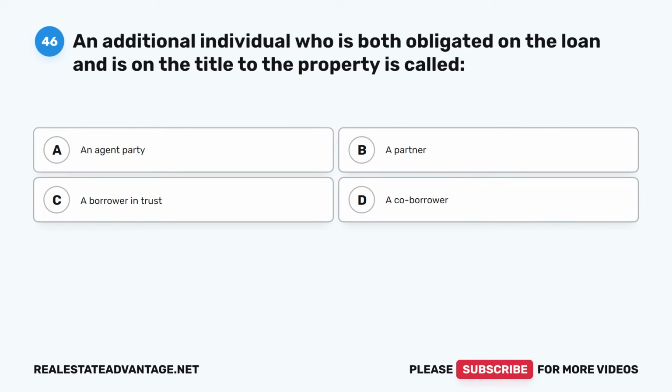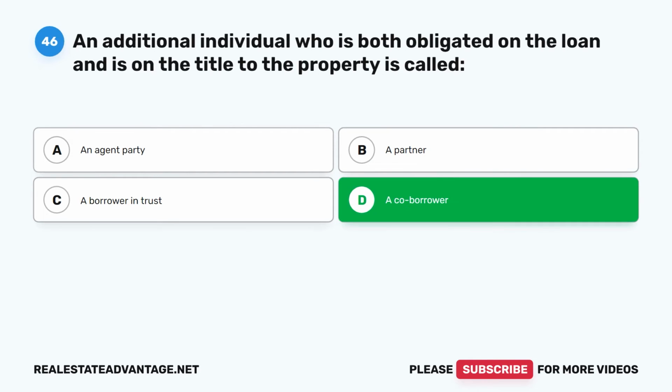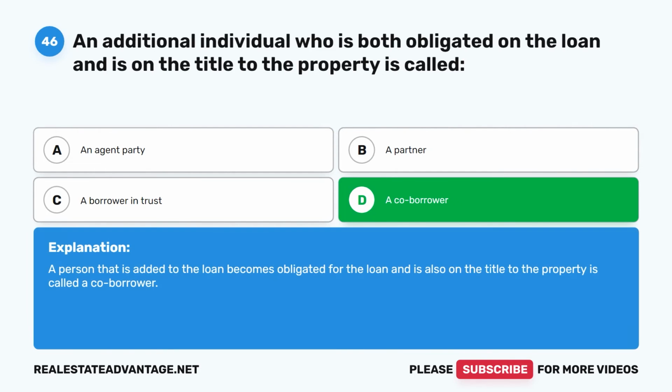Question 46. An additional individual who is both obligated on the loan and is on the title to the property is called A. An agent party, B. A partner, C. A borrower in trust, D. A co-borrower. The correct answer is D. A co-borrower. A person that is added to the loan becomes obligated for the loan and is also on the title to the property is called a co-borrower.